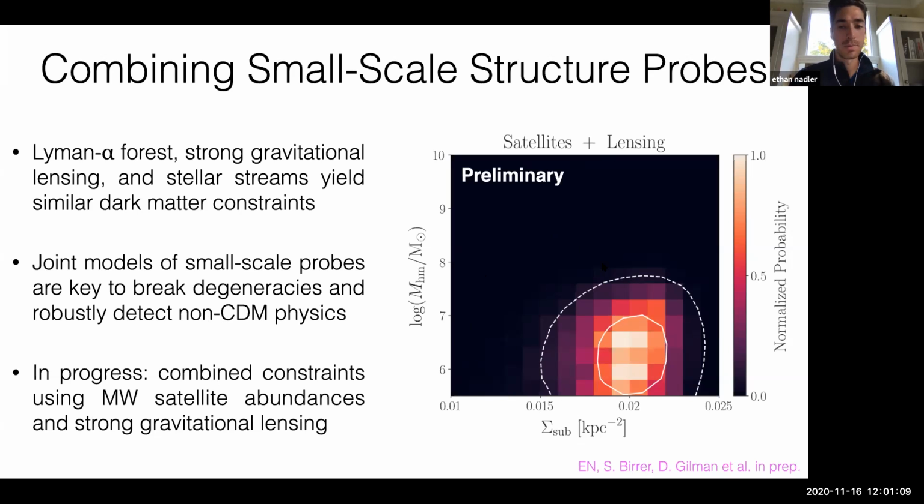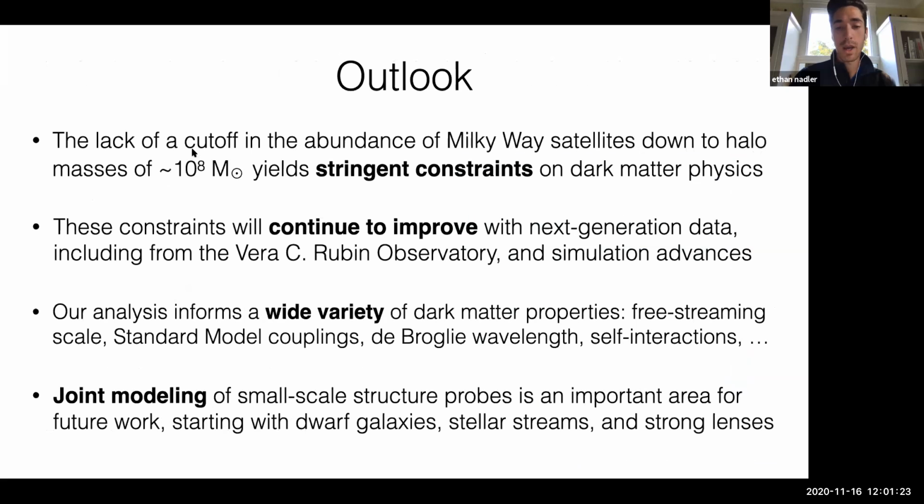Should be out soon. Okay, so this is my last slide. I'll just briefly go through this, and then I'm happy to take questions. So the lack of the cutoff in the abundance of these really faint galaxies near the Milky Way yields strong constraints on a wide variety of dark matter physics, and these constraints will definitely continue to improve as the statistical precision of these subhalo mass function measurements improve.